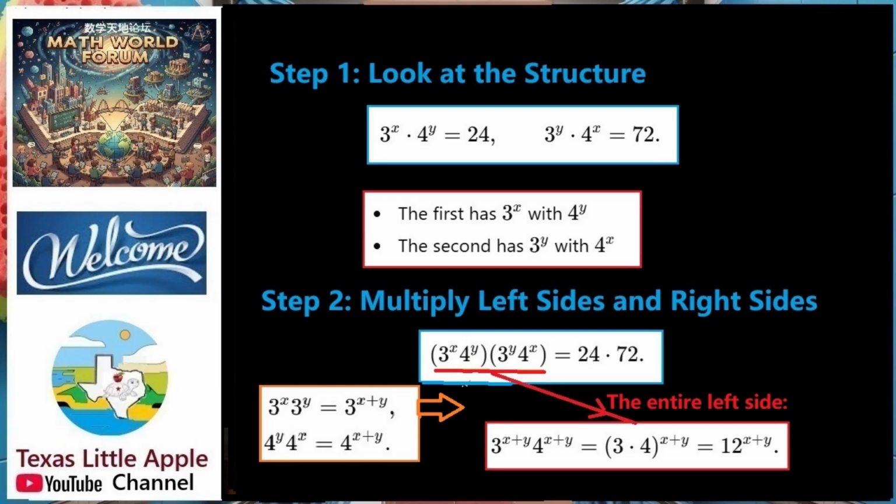Step 2. Multiply left sides and right sides. Multiply the two equations together, left side with left side, and right side with right side. The left side simplifies beautifully, as shown on the screen. The entire expression becomes 12 to the power of x plus y. This is the key collapse. Both exponents now combine into a single term, x plus y.